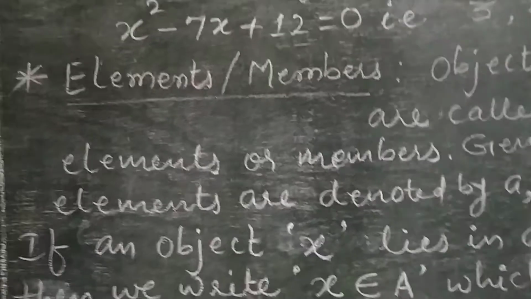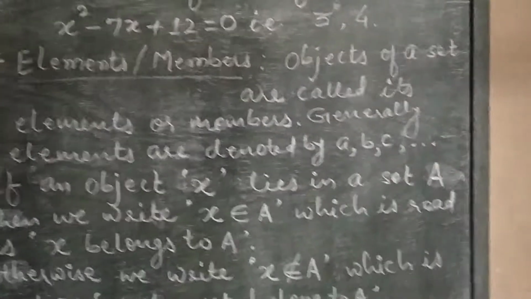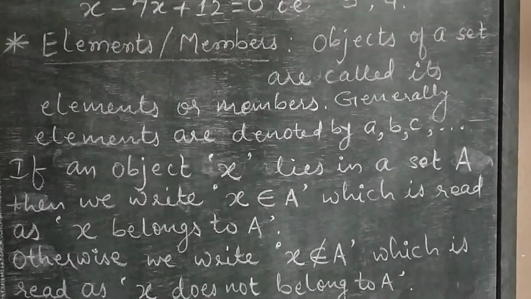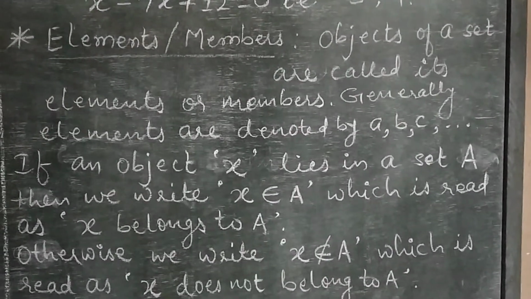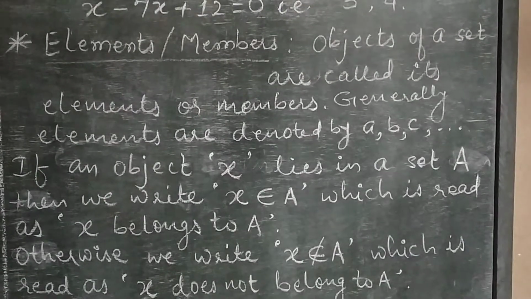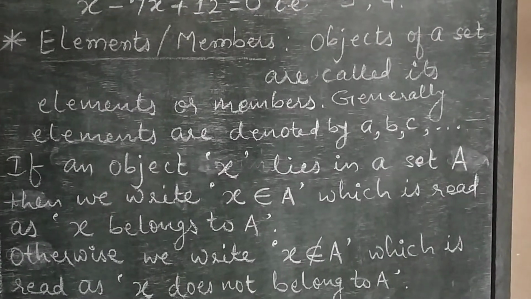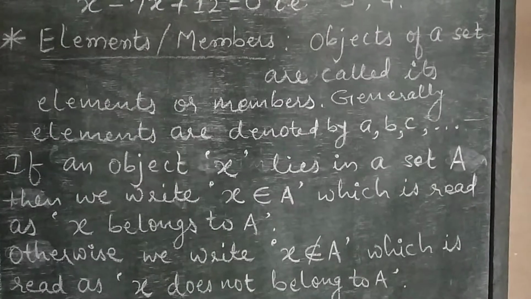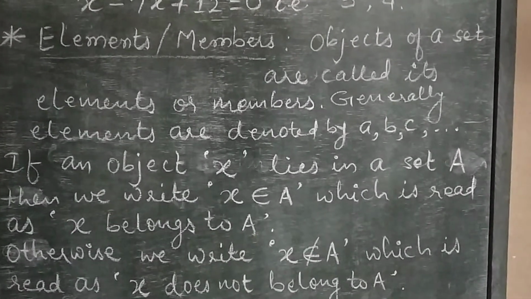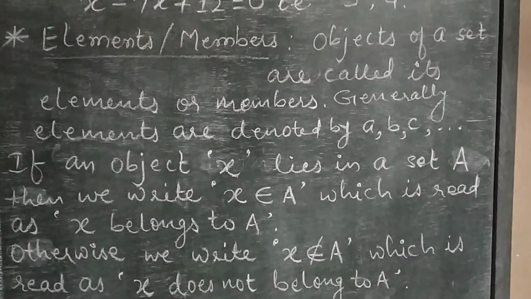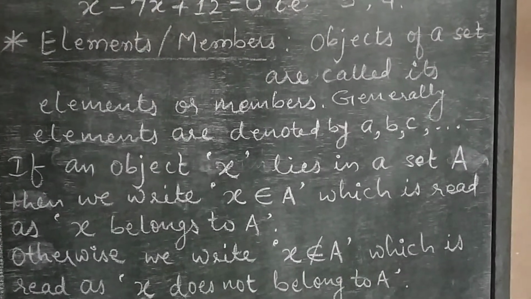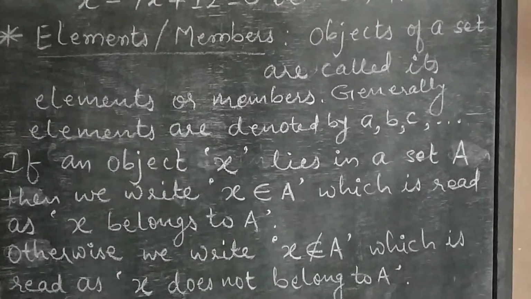Now elements or members. Objects of a set are called its elements or members. So when we are writing the collection of vowels, A will be an element of that collection. E is also an element of the collection. But B will not be an element of the collection of vowels. Okay.